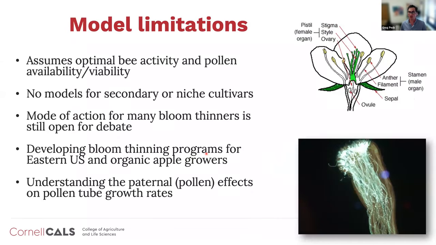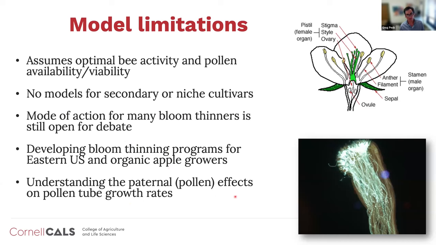Now, there are some model limitations. It assumes that we have optimal bee activity. It's on the other slide as well, about 50 degrees Fahrenheit for good bee activity for the European honeybee. We don't have these models for all the different cultivars or varieties that we grow in the Eastern US. We're still figuring out what chemistries to use. And I think that's a big open question. I think Mike's going to show some work on some trials that he did in the Champlain Valley.